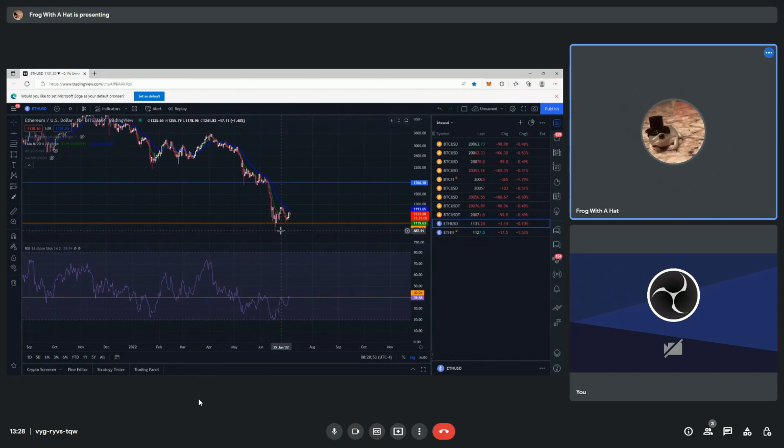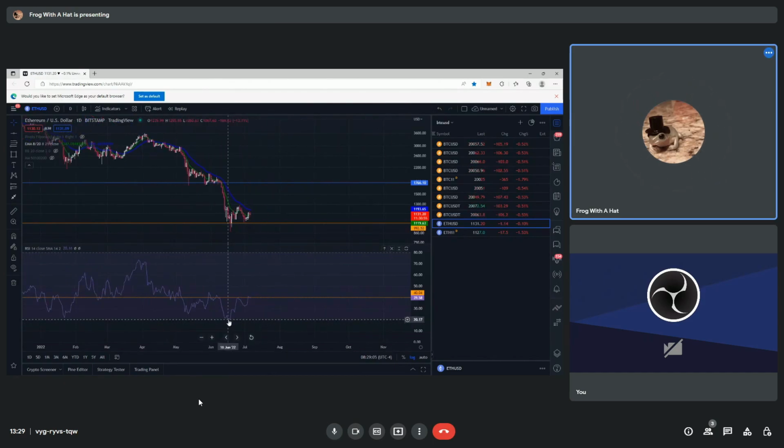Okay, and you see how right here we touched oversold, the 20 line, and this is when this big dump happened. So if you were tracking the RSI and you knew that this touched the 20, you would know that okay, I'm gonna buy right here. I'm gonna buy when the RSI touches 20, and it bounces off, and you can sell when the RSI is at 40, let's say.